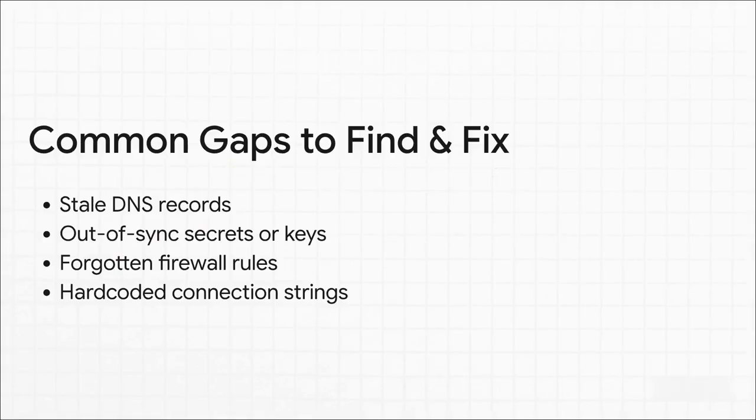So what kind of flaws are we talking about here? It's almost always the small things. I once saw a multi-million-dollar failover completely fail because of a single forgotten hard-coded connection string in an app. We also see things like forgotten firewall rules in the secondary region or out-of-sync secrets and keys. These are the little details that will absolutely sink your ship.